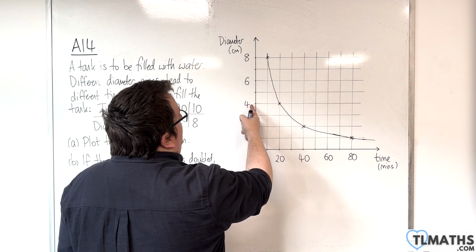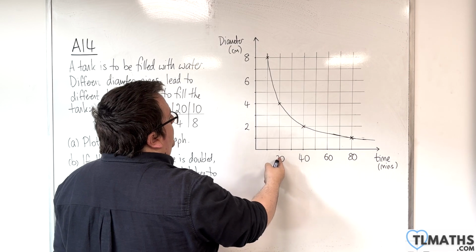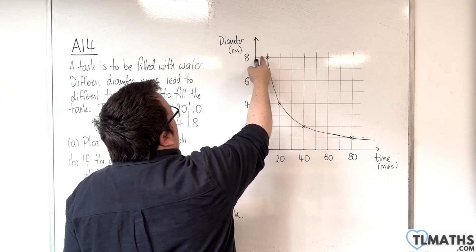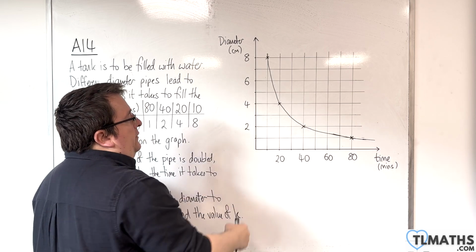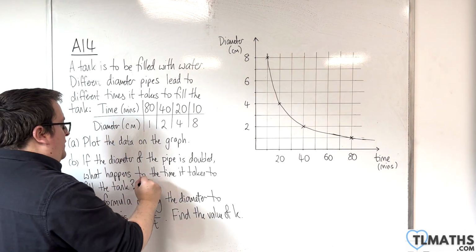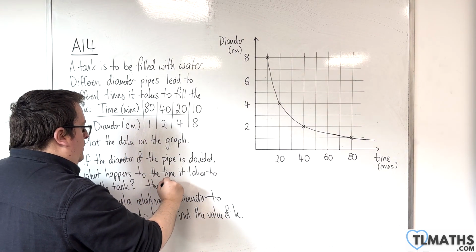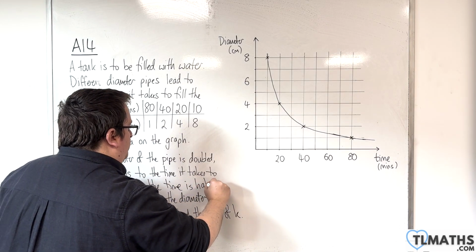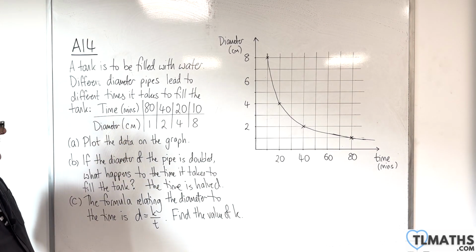Another example of this would be if you are at 4 centimetres, that's at 20 minutes, and if you double the diameter, you get to 8 centimetres, and that's at 10 minutes. So the time is halved.